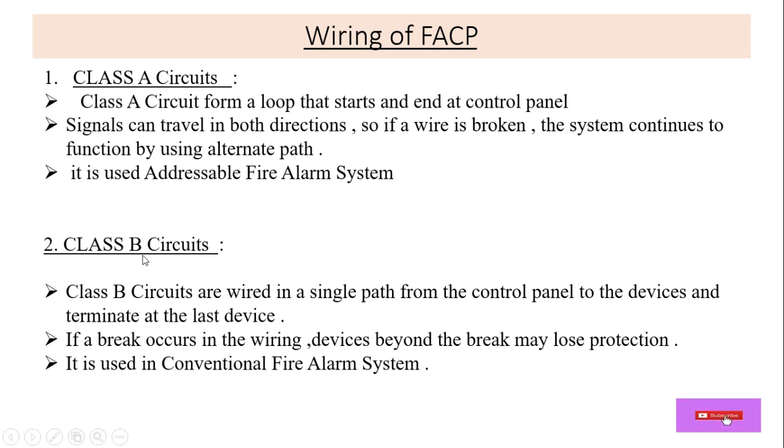Now another is class B circuit. Class B circuits are wired in a single path from the control panel to the device and terminated at the last device. If a break occurs in the wiring, devices beyond the break may lose protection. So it is in the conventional fire system. Its disadvantage is you cannot find the exact location where the fire or fault happens, and if any wire breaks or any fault occurs in that circuit, it will hamper the system or cause permanent faults.